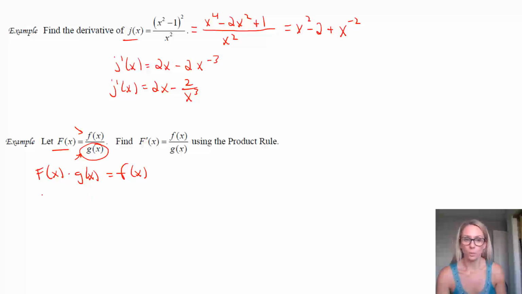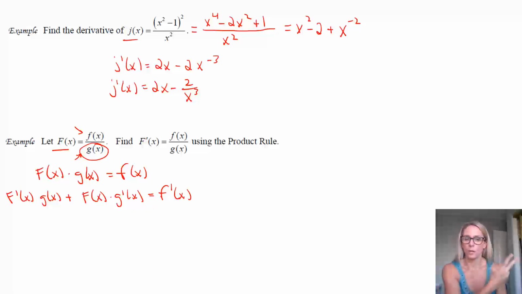And then I'm going to use the product rule to find the derivative. So what that's going to give us is F prime of x times g of x, plus big F of x times the derivative of g of x equals f prime of x. So I'm basically just taking the derivative straight across, but I need the product rule over on the left side. That's over here for you guys. So now I just need to solve this for big F prime of x, because that's what I'm trying to find. However, I want my problem to be in terms of f of x and g of x.